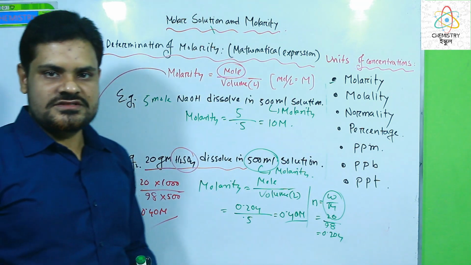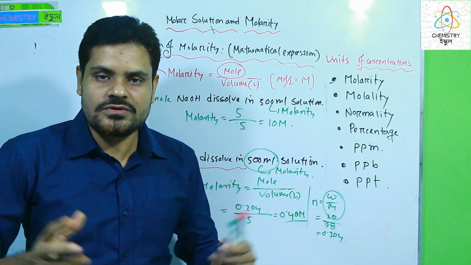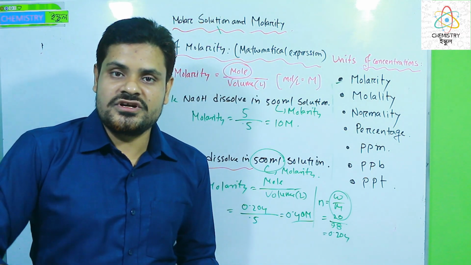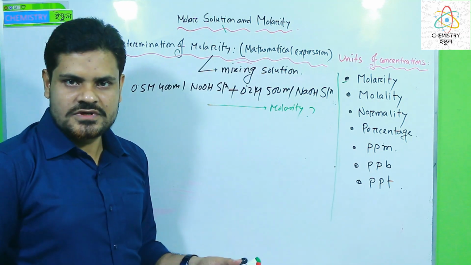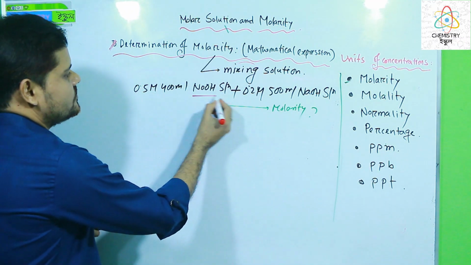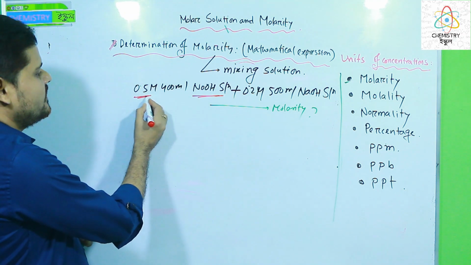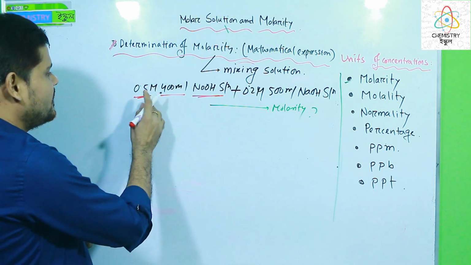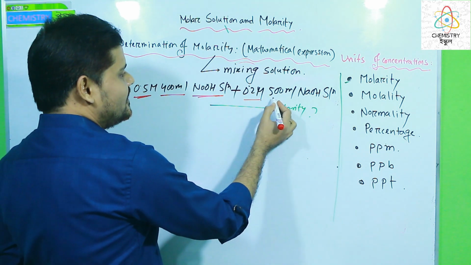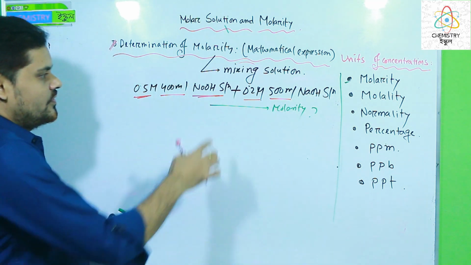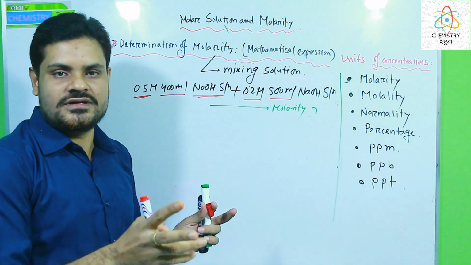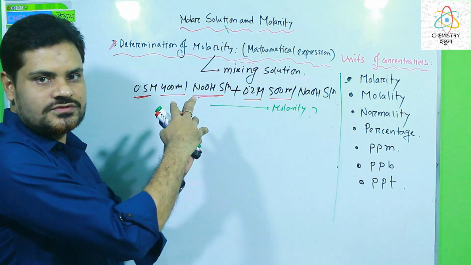Okay, now dear learners, let's learn about molarity. How can we determine the molarity of a mixed solution? Dear friends, here there is a sodium hydroxide solution, 0.5 molar, 400 milliliters. Another solution, 0.2 molar, 500 milliliters. If we mix them in a container, what will be the molarity of that solution? This is the mixing solution.